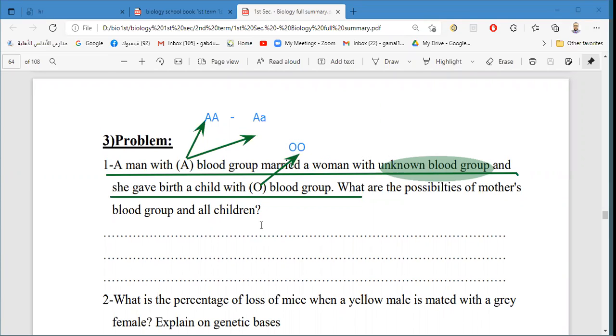Okay. What are the possibilities of the mother's blood group and all children? We have many possibilities. The mother can be what? We have here the child OO. The child is OO, so it takes one O from his father and another O from his mother.